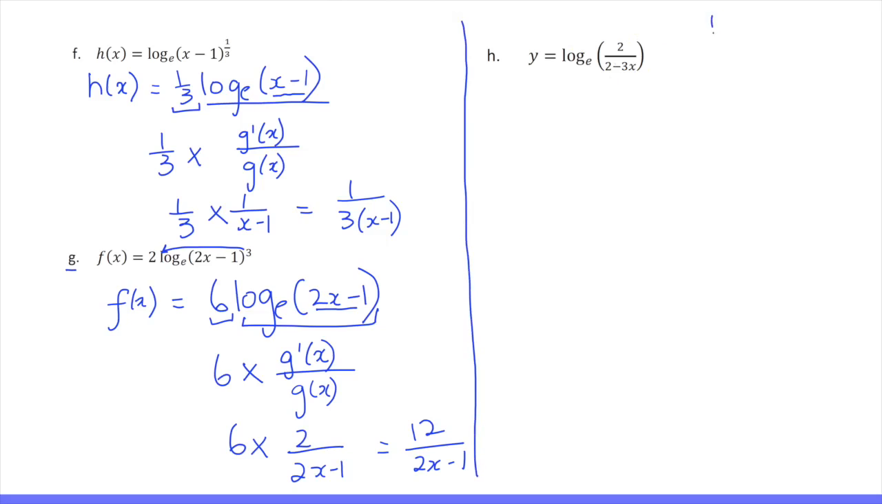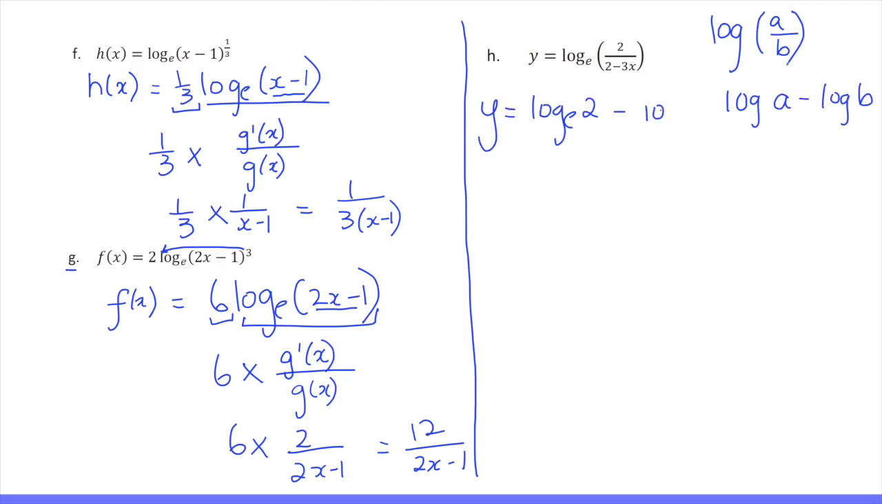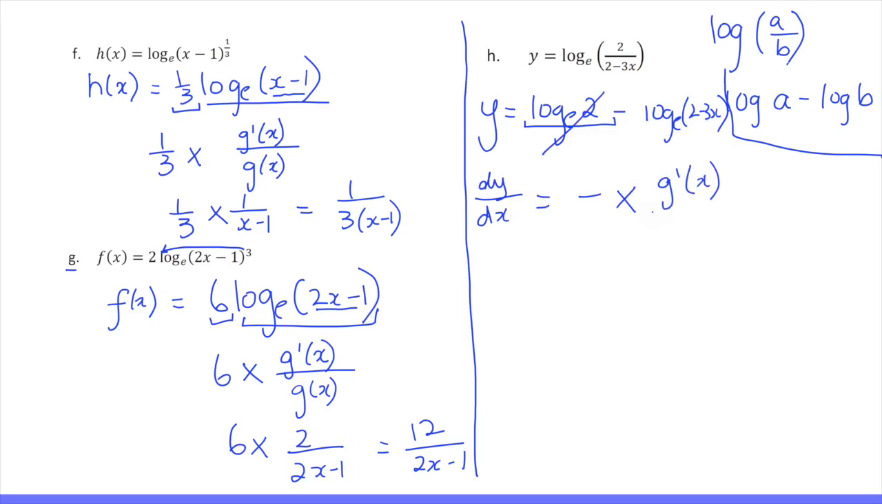Last one, again, if you can recognize from our log laws that when I have two values being divided, that's the same as saying log of A minus log of B. So that's what I'm going to do here. I'm going to rewrite this as y equals log e of 2 minus log e of 2 minus 3x. So I'll just separate that. Now log e of 2 is just a value. So when I differentiate this, that will cancel out, that will go. And that will leave behind, first of all, a negative multiplied by the derivative of the inside over the function itself.